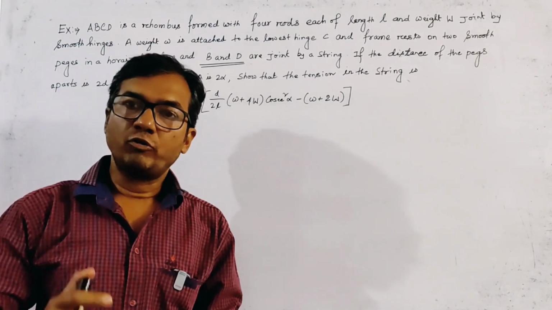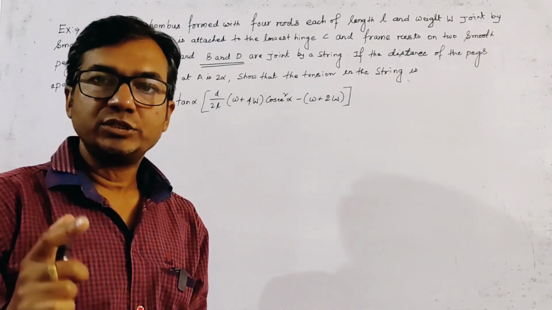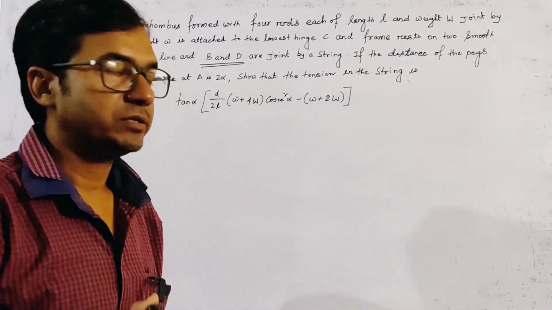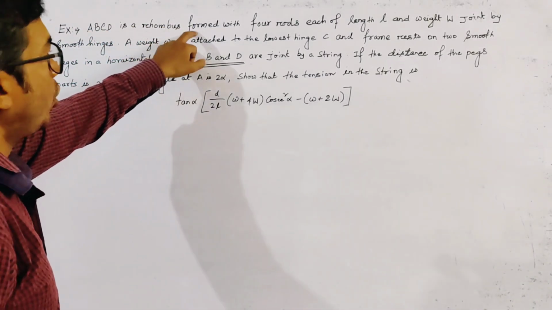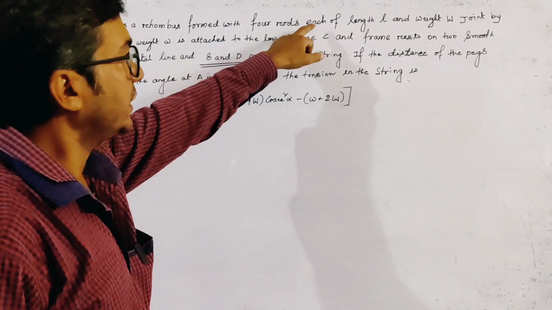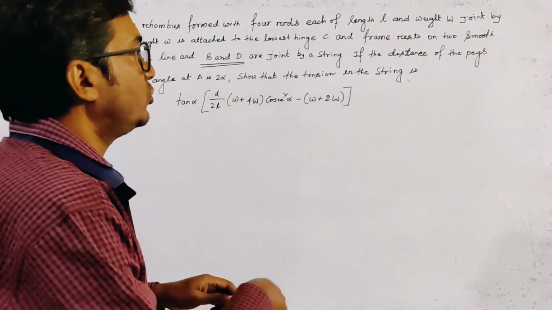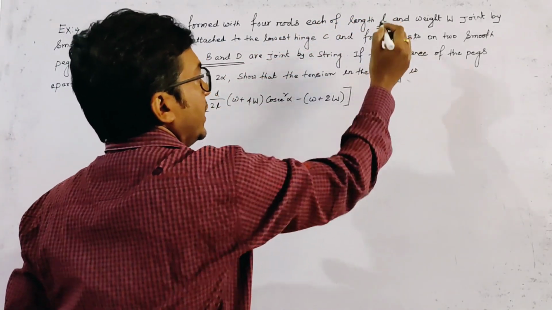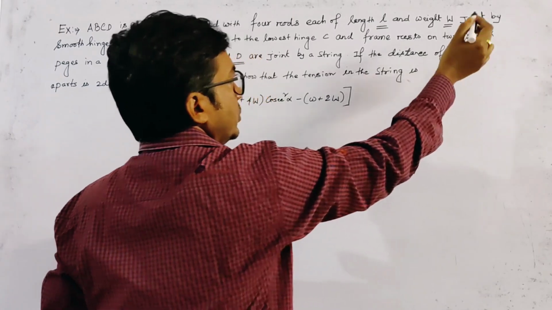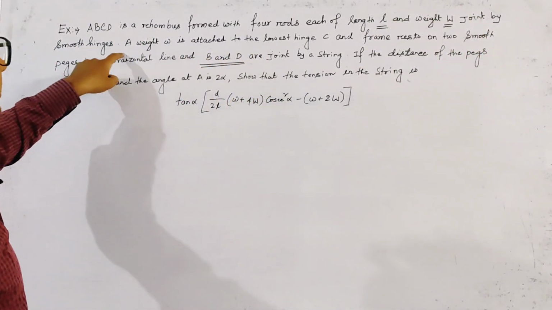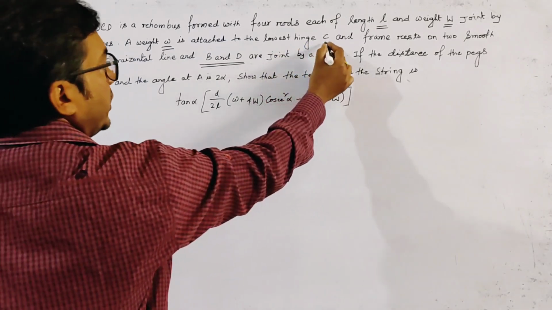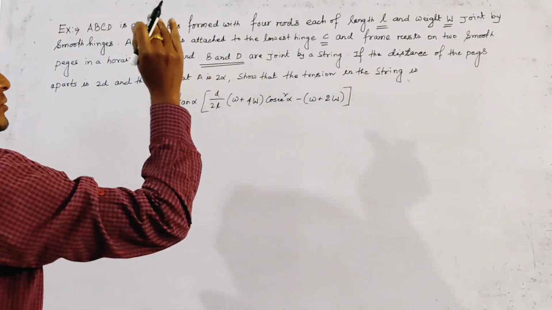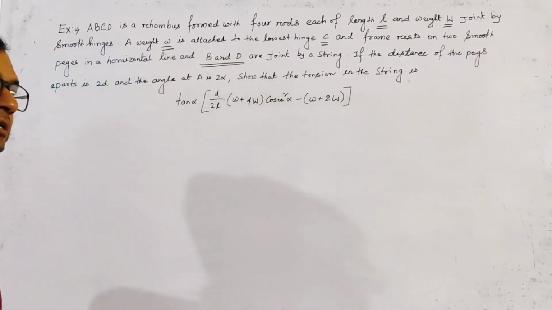Today's problem from statics, and this is from virtual work. The problem is: ABCD is a rhombus formed with 4 rods, each of length L. The length of each rod is L and the weight is W, joined by smooth hinges, and a small weight w is attached to the lowest point C, that is, the lowest point of the rhombus is C.